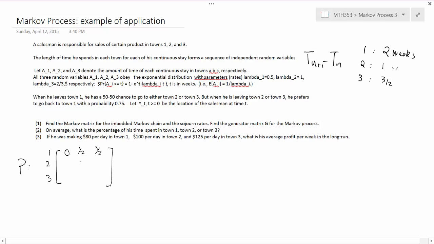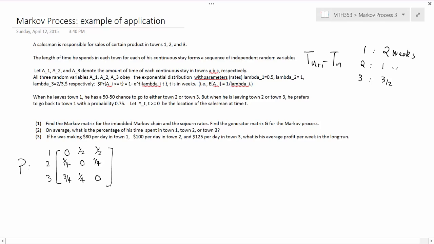And when he leaves town 2, it says he prefers to go back to town 1, maybe his hometown, with a probability of 0.75. So when he leaves town 2, he is more likely to go back to town 1, but he can also go to town 3. And the same thing for town 3: he's likely to go back to town 1, and also town 2.